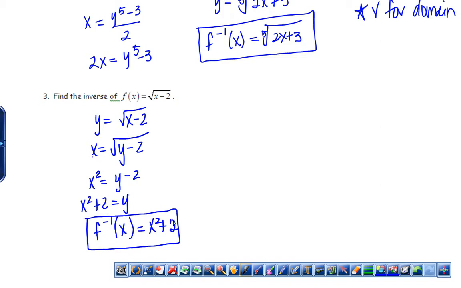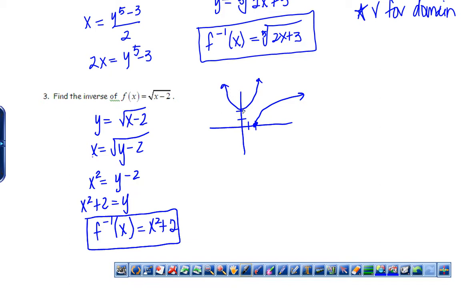Okay, now I said there was a restriction on this. Looking at this right here, I'm going to sketch a little graph. This is the square root function minus 2. So the square root function looks like this. Minus 2 would be over 2. So this problem looks like basically that. My inverse function was a parabola plus 2. So let's look at parabola plus 2. So basically like this.